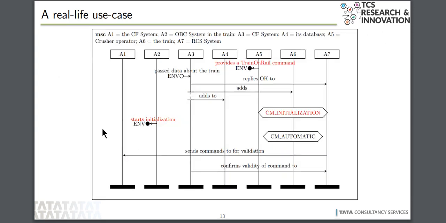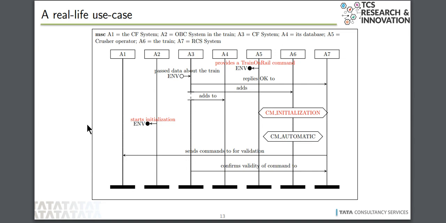The MSC that gets generated from our system is shown on this slide. If you see here, the various actors that are identified are the CF system, the OBC system in the train, its database, the crusher operator, the train, the RCS system, and so on. And various such messages are identified. Now, you will be interested to know why I have marked certain messages in red. So this is the kind of application that we were planning to look at.